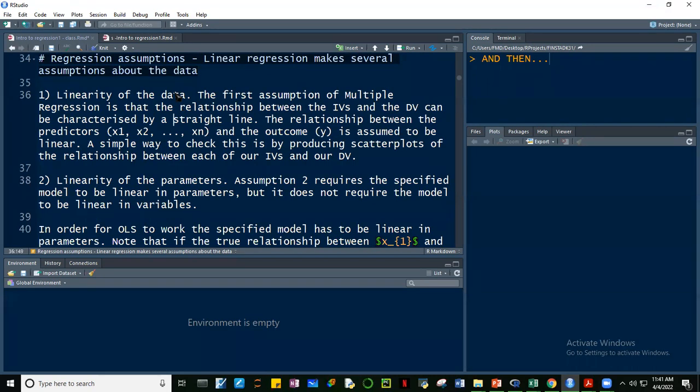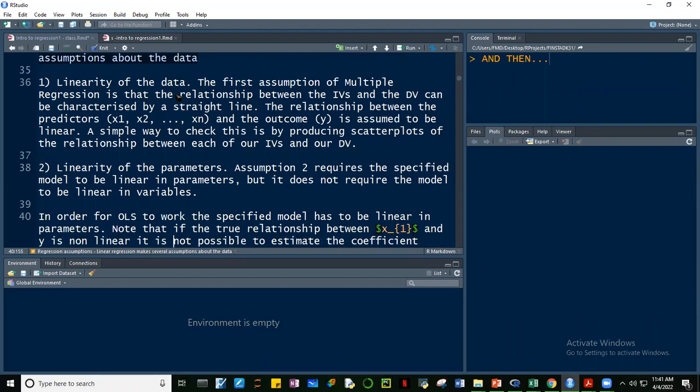Number one, dapat yung relationship ng dependent natin at independent, it's better if they're linear relationship. Okay. If it's a parabola or if it's any other type of non-linear relationship, that's not good, it will not give us a good model.